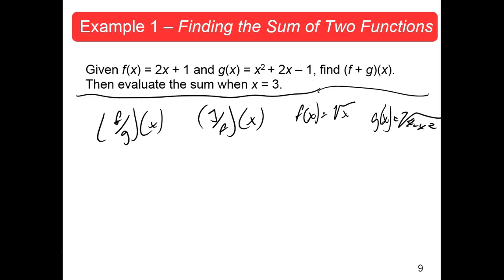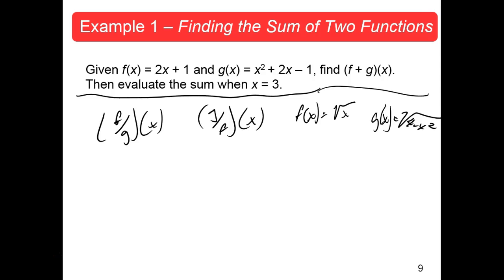Now, probably the best thing to do here, and the other functions have all been what kind? Up till now? Polynomial functions defined everywhere. Now they throw in a square root function. Is that defined everywhere? Where is it not defined? What's negative? Whenever what's in the house is negative.